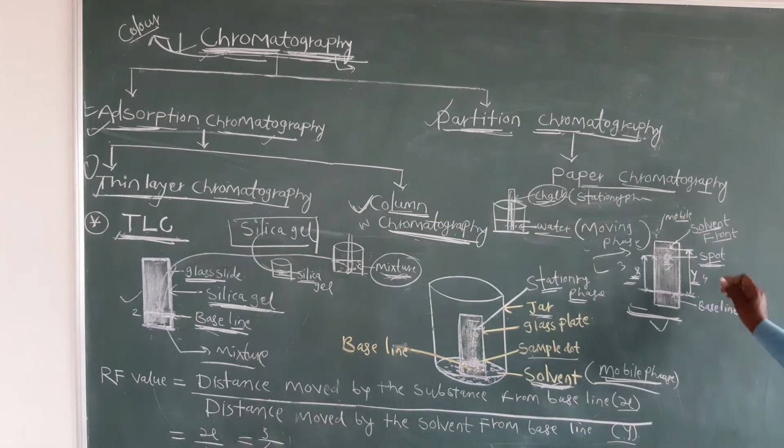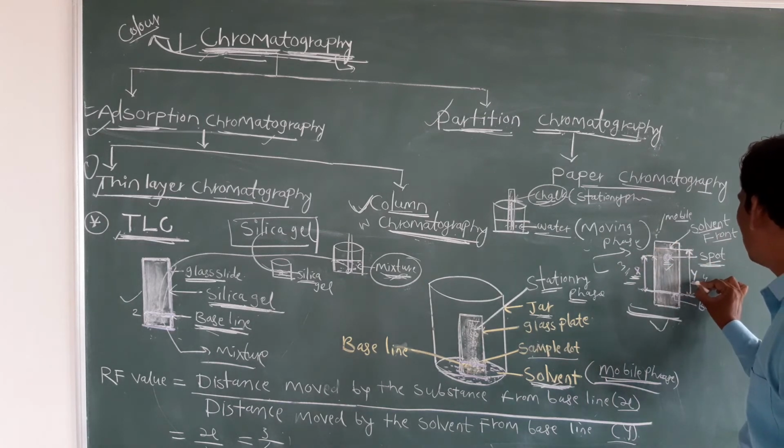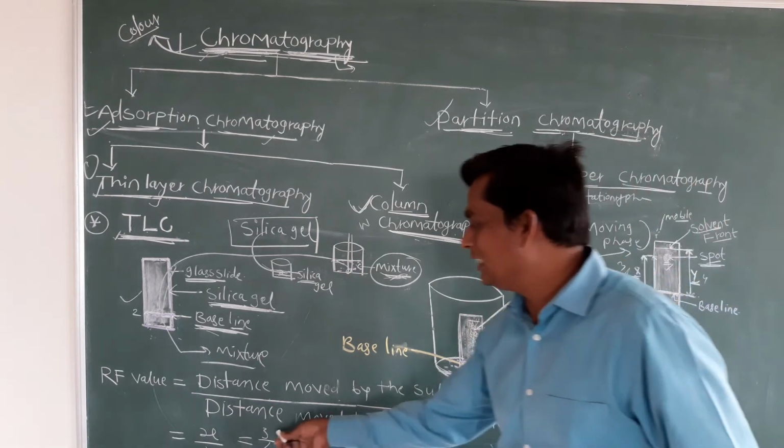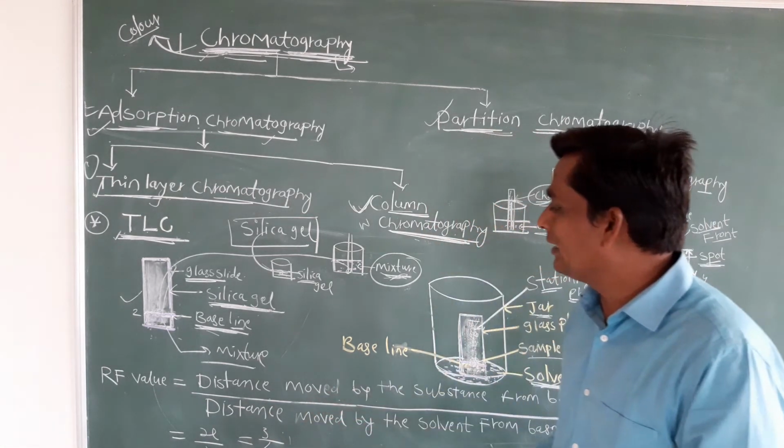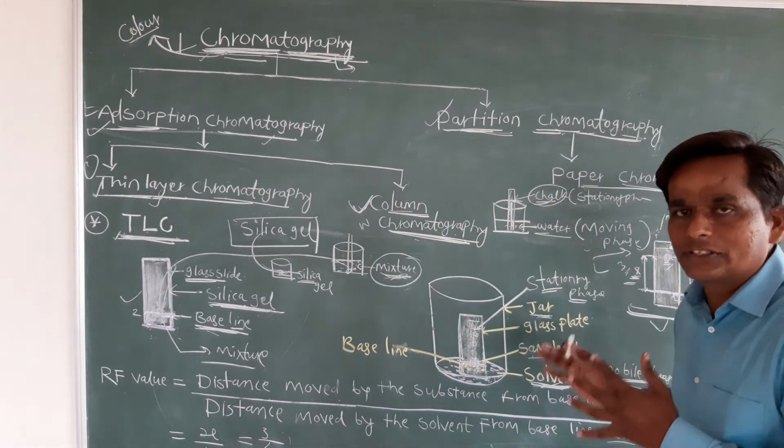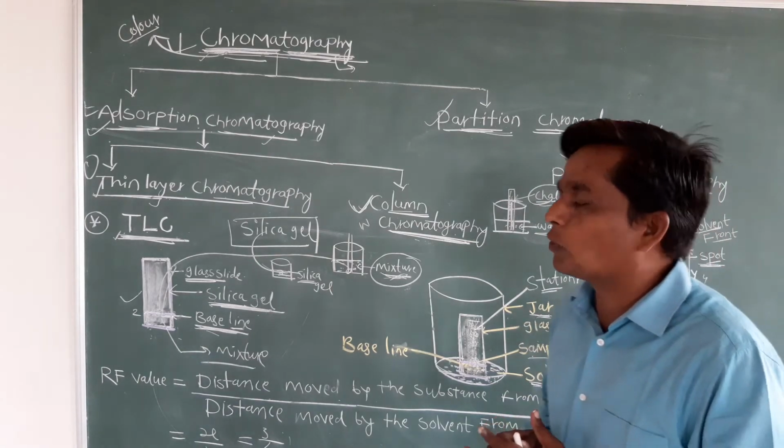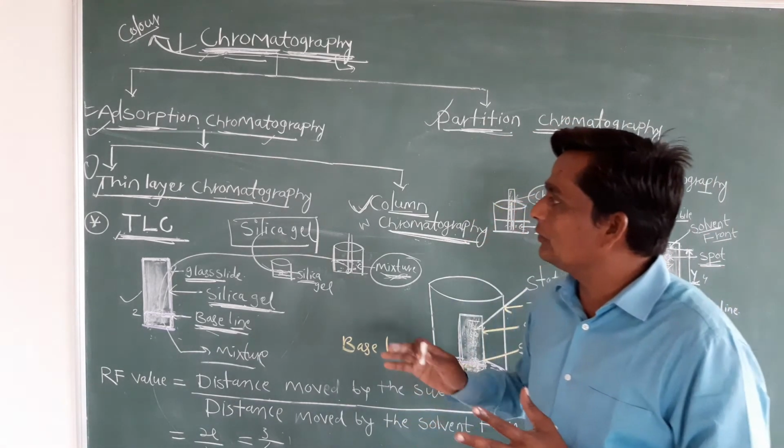For example, this x is 3 centimeter. If you measure, this is 3 centimeter, and this y we can measure is 4 centimeter. So you can say this is 3 divided by 4. We can easily get the RF value. All of you understand, students? Thin layer chromatography, once again, I will just revise.